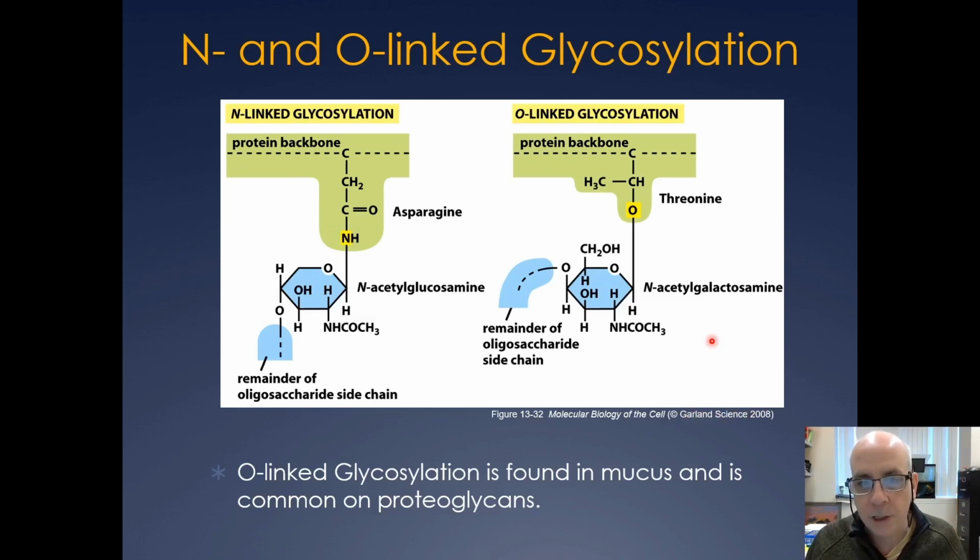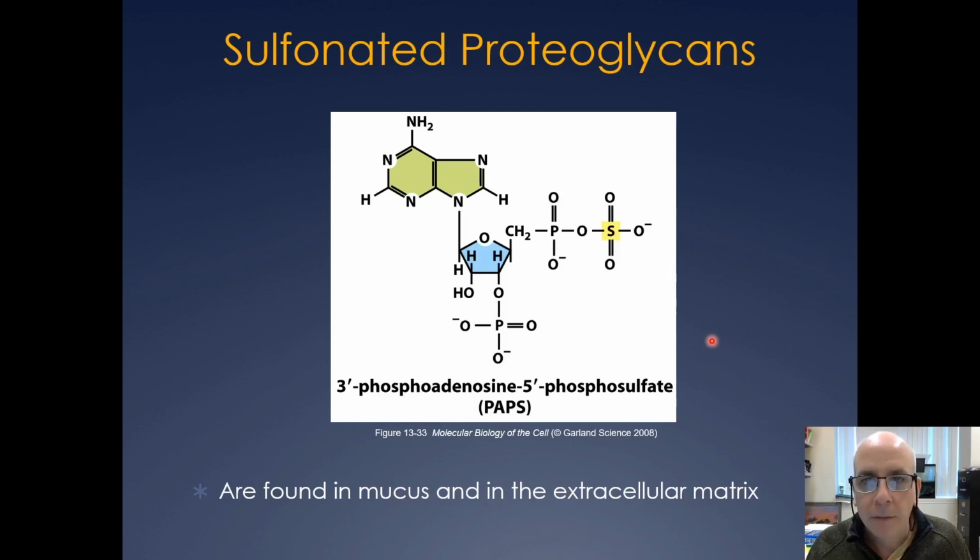And last lecture I sort of told you the difference between proteoglycans and glycoproteins, if you remember. If you don't, you can go back and rewatch the last lecture. You can also have sulfonated proteoglycans, so that's just the addition of sulfur groups onto it. And once again, these are found in mucus and also in the extracellular matrix, which we'll cover in a few lectures.